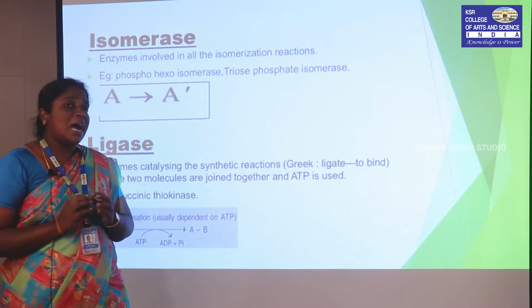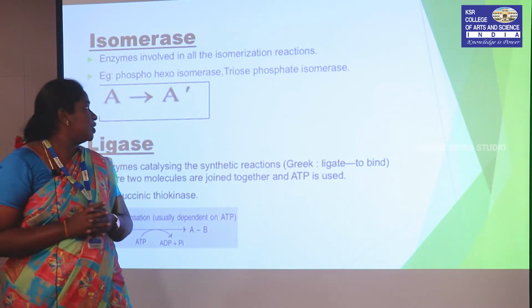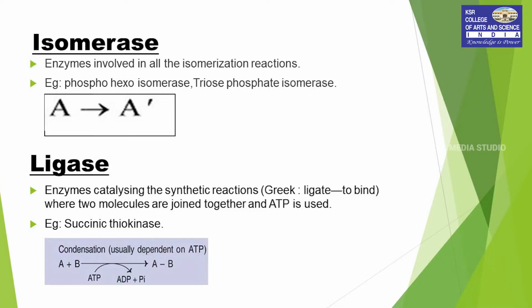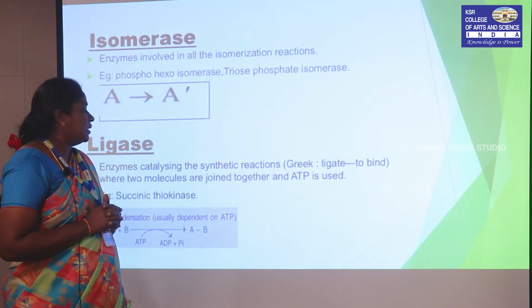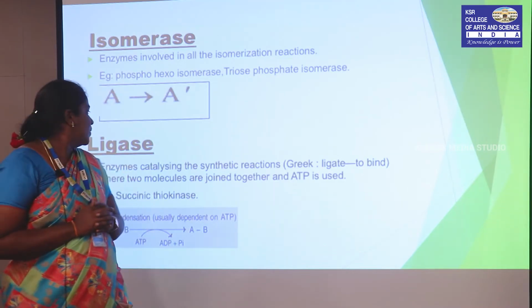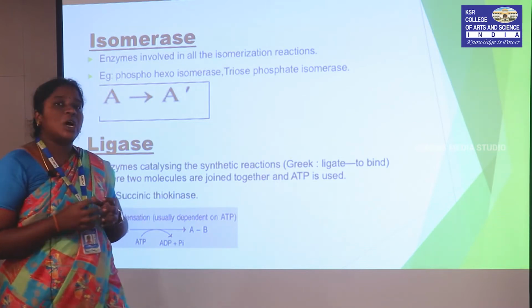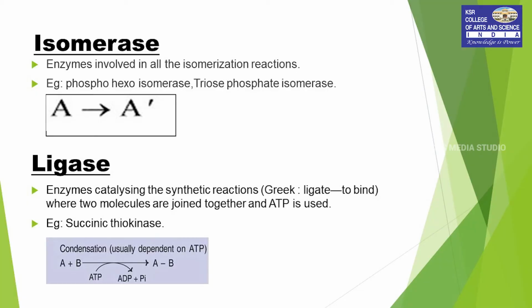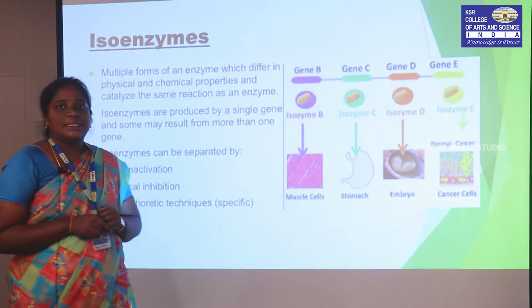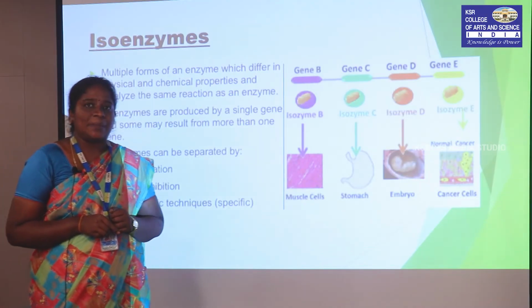Next, isomerase. Isomerases are involved in isomerization reactions. For example, triose phosphate isomerase. Here A gives A dash. And then last, ligase. Ligases catalyze synthetic reactions where two molecules are joined together and ATP is used. For example, thiokinase.